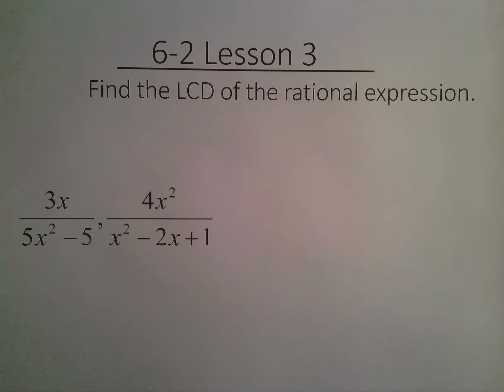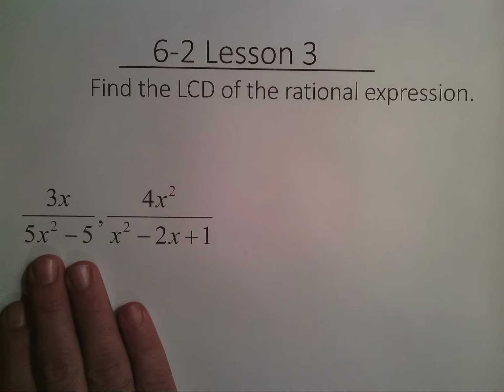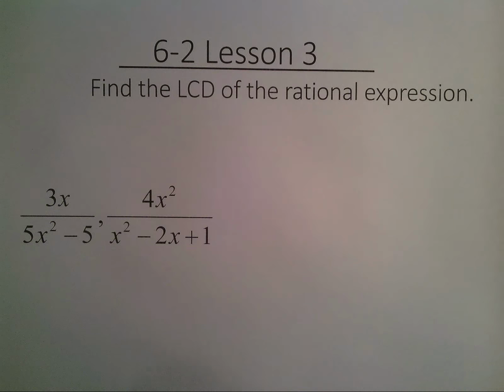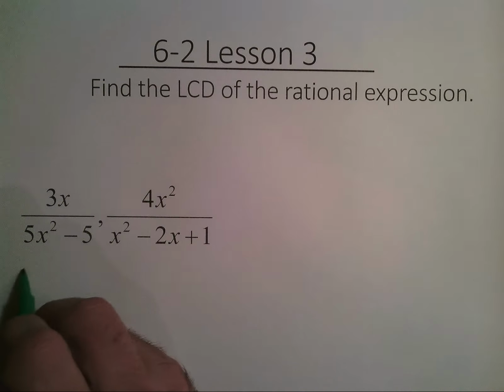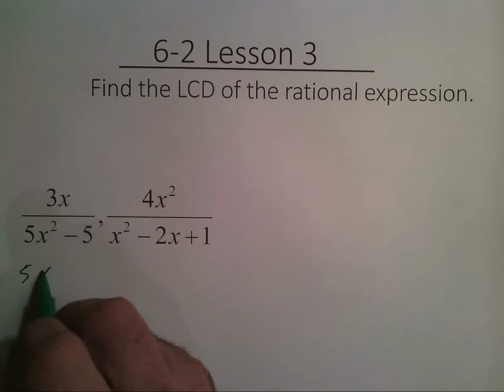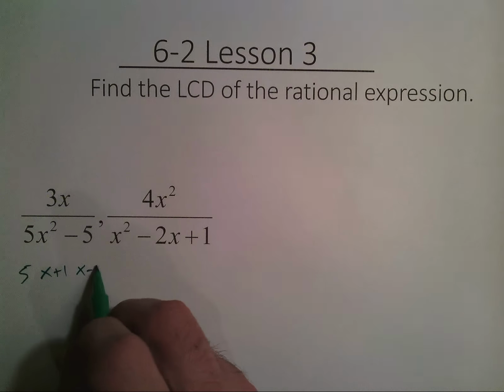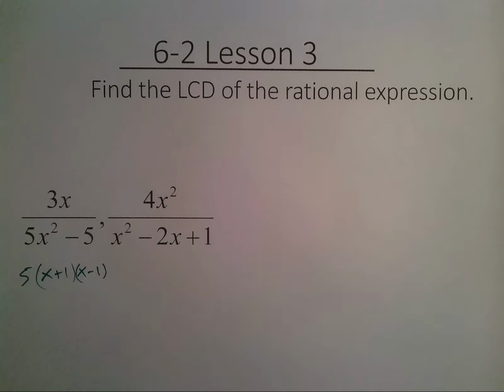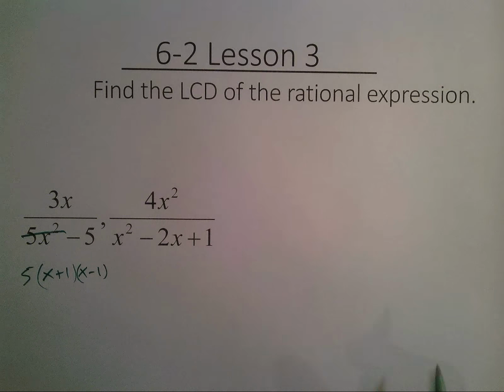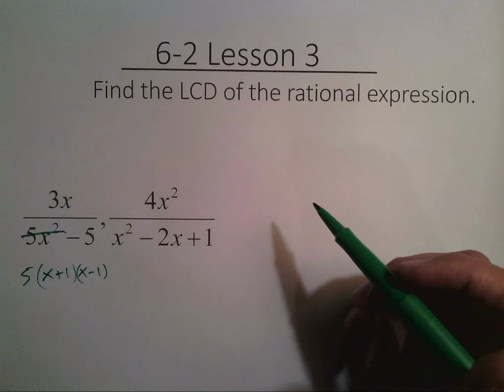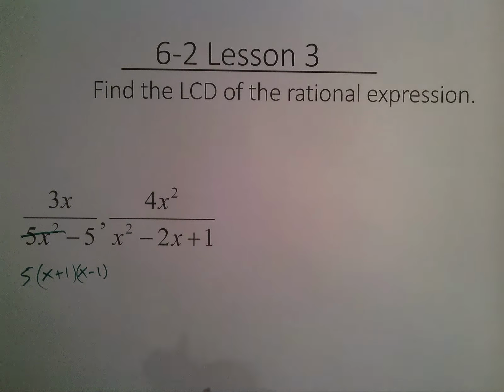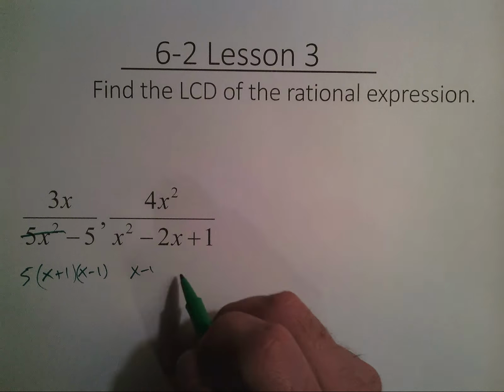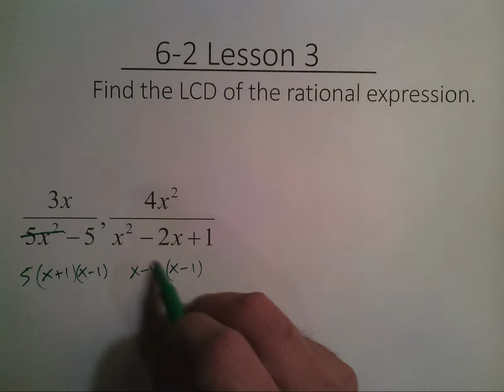So here, when I look at my first piece, 3x over 5x squared minus 5, I'm just going to factor out the bottom to be 5 times x plus 1 times x minus 1. If you're confused about how I got that, refer back to our factoring chapter. I'm going to factor out my other bottom of 4x squared over x squared minus 2x plus 1, and that's just a perfect square, x minus 1 times x minus 1.